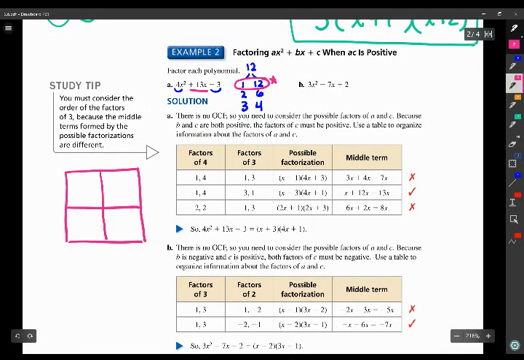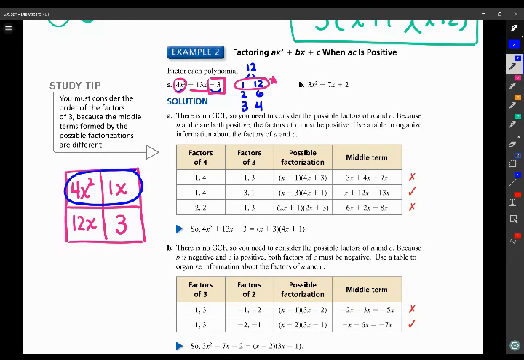and the first term, that 4x squared, is going to go in the first box. And the last term, which is a positive 3, goes in the last box. And then the pair that we picked was 1 and 12, so we've got 1x and we have 12x. And then I take out the greatest common factor. So I look for a number or letter that divides evenly into 4x squared and x, which will be x.